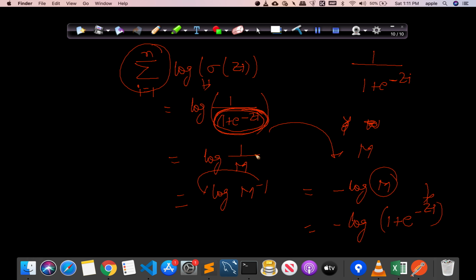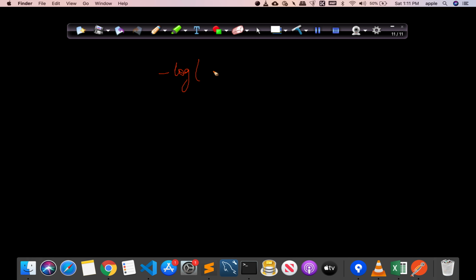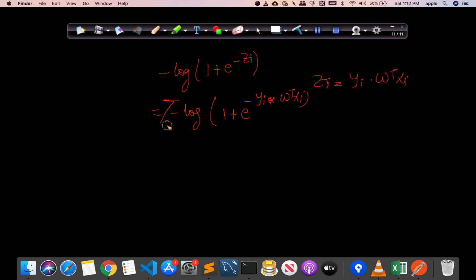Now we can also replace zi. After replacing zi, this becomes minus of log of 1 plus e to the power minus zi. Now if we replace this zi with yi w transpose xi, we know that zi is equal to this. Now this term will become 1 plus e to the power minus of yi multiplied by w transpose xi. So this is our term, summed over i equals 1 to n, and we have to maximize this. Now we have a minus sign here.